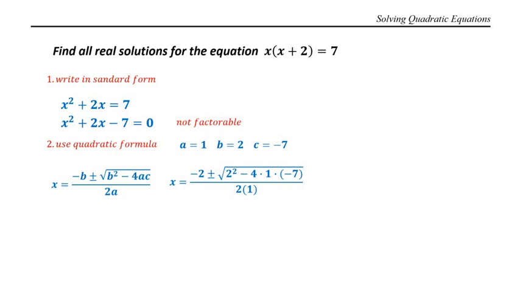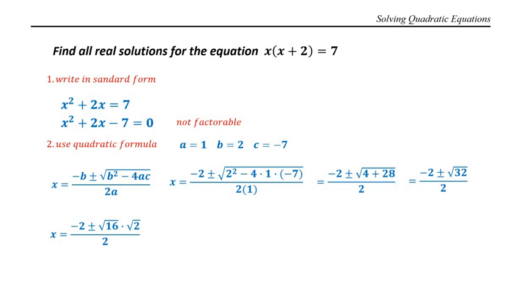If we simplify that and simplify the inside of our square root, we would end up with negative 2 plus or minus the square root of 4 plus 28 over 2. And now if we add 4 and 28, we would end up with a square root of 32. And now we can rewrite the square root of 32 as the square root of 16 times the square root of 2. So we have negative 2 plus or minus square root of 16 times square root of 2 over 2. And now we know that the square root of 16 is 4. So let's solve for that. We would have negative 2 plus or minus 4 times the square root of 2 over 2.